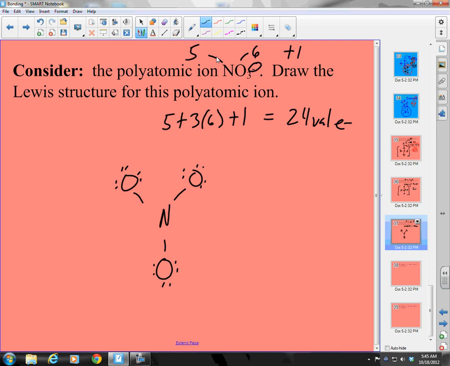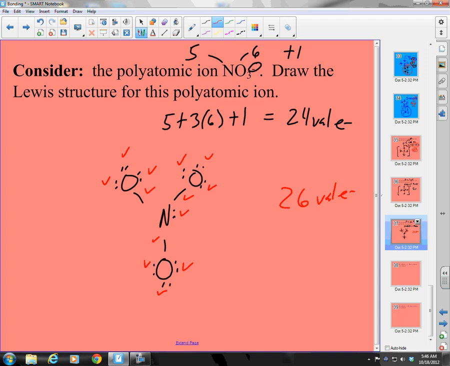How many electrons are on my nitrogen? 2, 4, 6. So we need to put 7, 8. Good. Now what do we do? We have to count. 2, 4, 6, 8, 10, 12, 14, 16, 18, 20, 22, 24, 26. So I have 26 valence electrons in my picture.